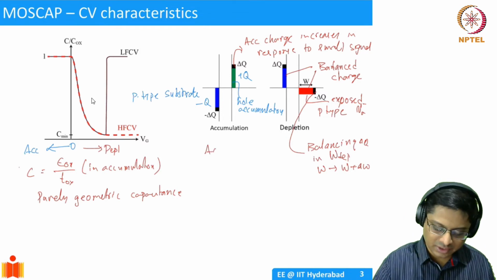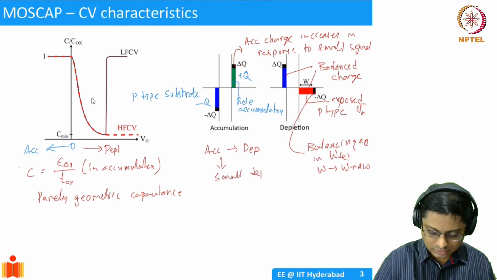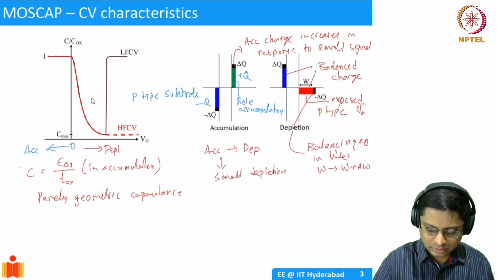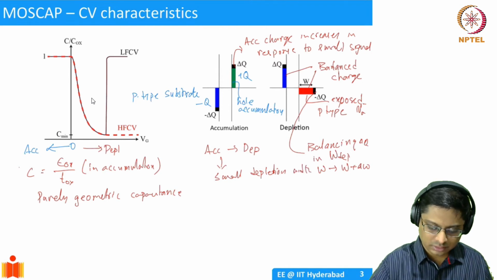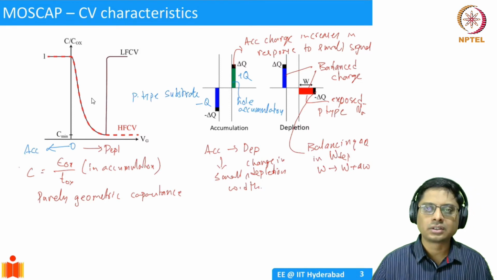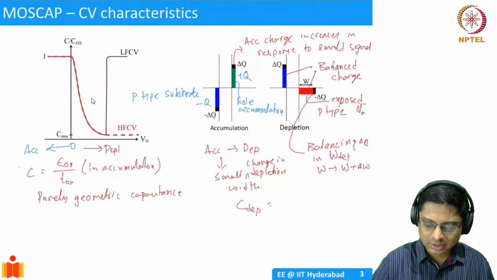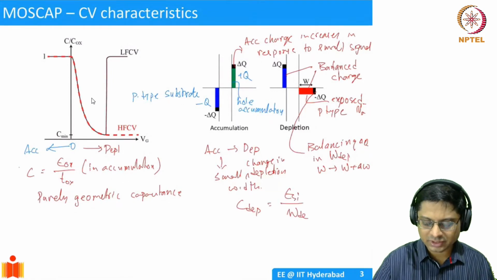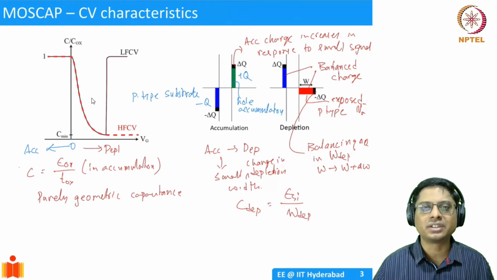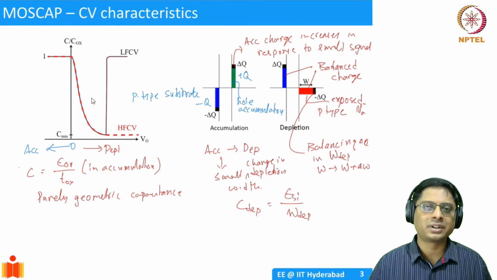Okay, so that will lead to a capacitance. So when you go from accumulation to depletion, small change in depletion width. Okay. So this gives you what is known as depletion capacitance C depletion, which is simply epsilon by the thickness of the depletion width, thickness of the depletion region. So this we have discussed when we talked about PN junctions in reverse bias, right? So even though it is very different from a parallel plate capacitor.